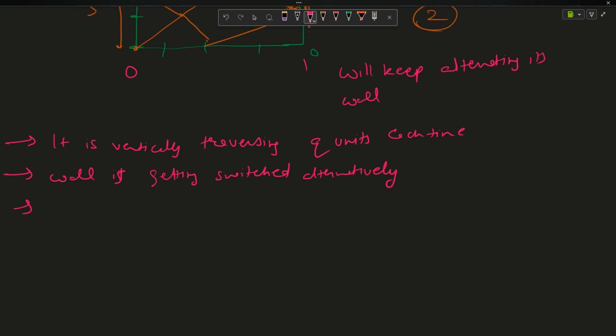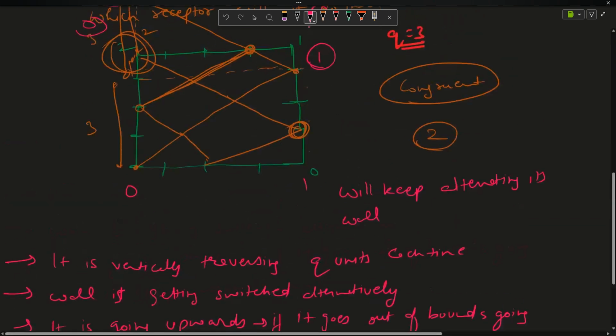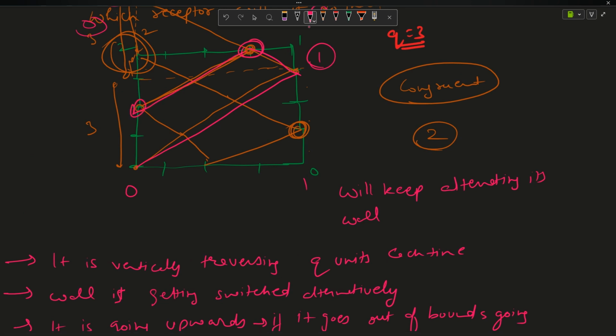Third, it is going upwards. If it goes out of bounds going up, it starts moving downwards, and vice versa for downwards. If it is going downwards, it will reflect upwards. What I mean by that is it is going upwards, and because of going out of bounds it will start going downwards, right?